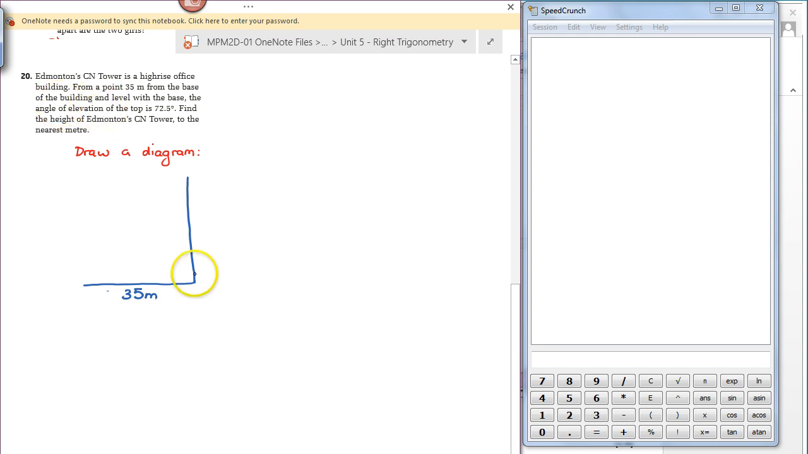And it says level with the base. So that means that the angle here is 90 degrees. And so here we see the angle of elevation to the top is 72.5 degrees.